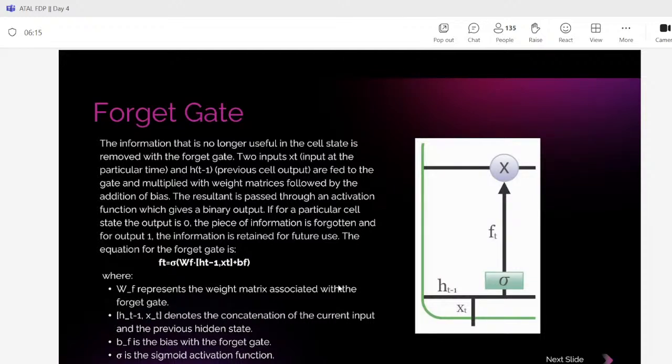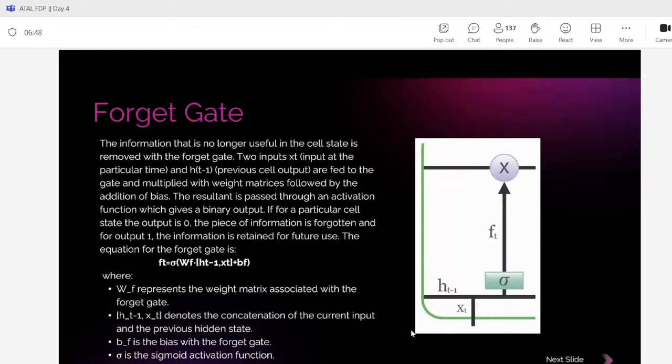So the value will always be monitored by this particular forget gate. If for a particular cell state the output is 0, the piece of information is forgotten, and for output 1, the information is retained for future use. The equation for the forget gate is ft equals sigma of Wf, applied to ht minus 1 and xt, the input parameter, plus bf.